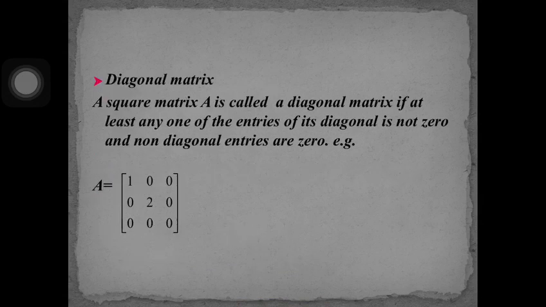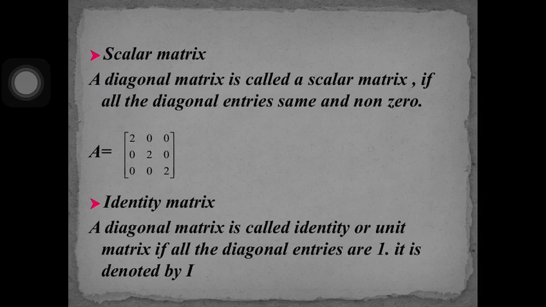And diagonal matrix. The matrix A is called the diagonal matrix if at least one diagonal entry is not 0 and the other non-diagonal entries are 0. 1 and 2 are the diagonals, they are not 0, and all the other entries are 0, so it is called the diagonal matrix.